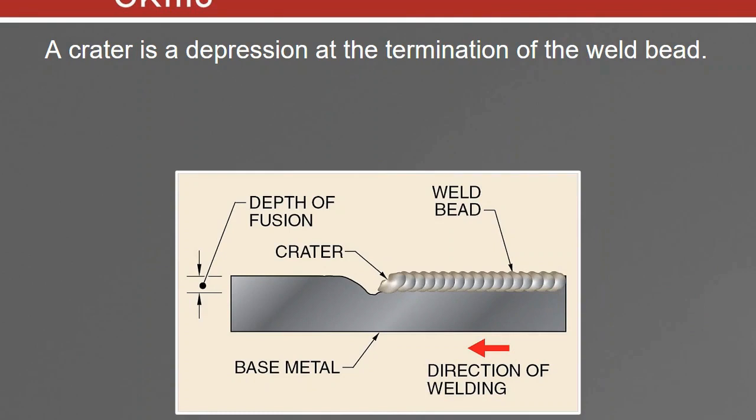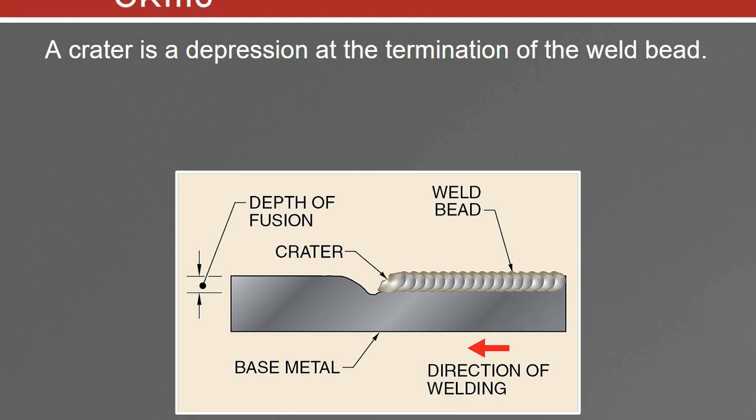A crater is a depression at the termination of a weld bead. Now, craters usually always happen, especially if you're welding on thinner material, because you're burning up that base material and you are not putting filler metal in there. Usually it happens at the end of your weld. Now, a couple of ways to help with these craters.